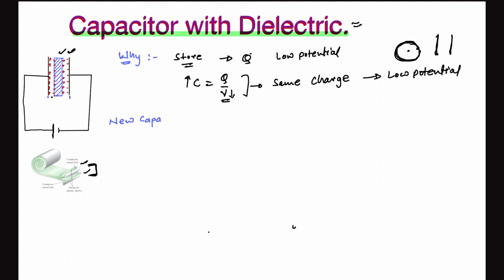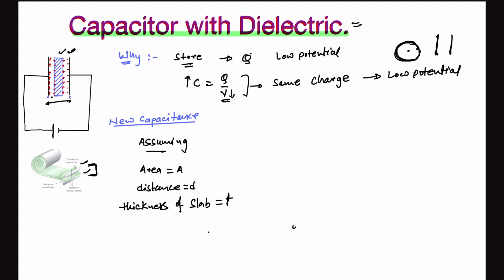Just for the calculation I am taking some values. Let's assume that the area of this plate is A, and the distance between the positive and the negative plate is D. Distance between plates is D, and the thickness of the dielectric medium, or this slab, is t. Let us also assume the charge on the positive plate or the negative plate is Q. Charge on plate is Q.